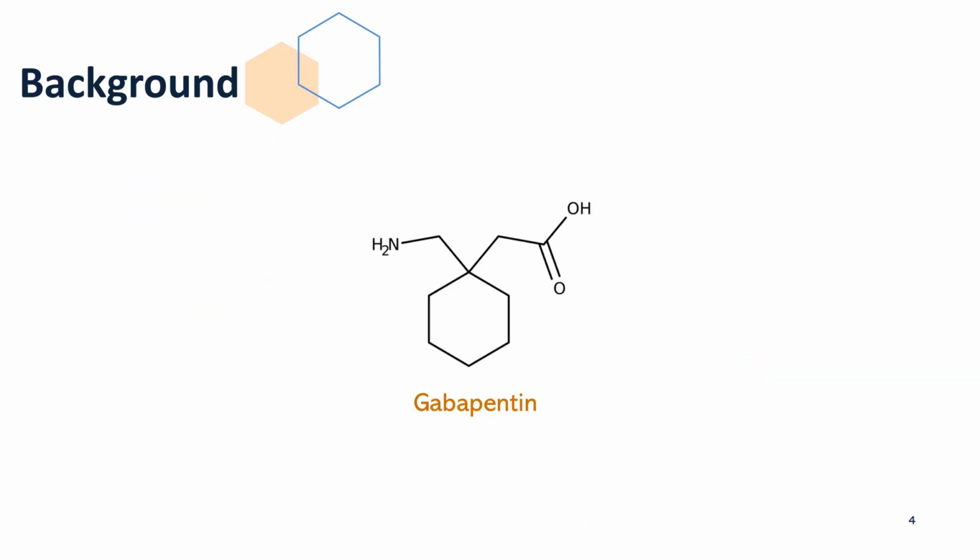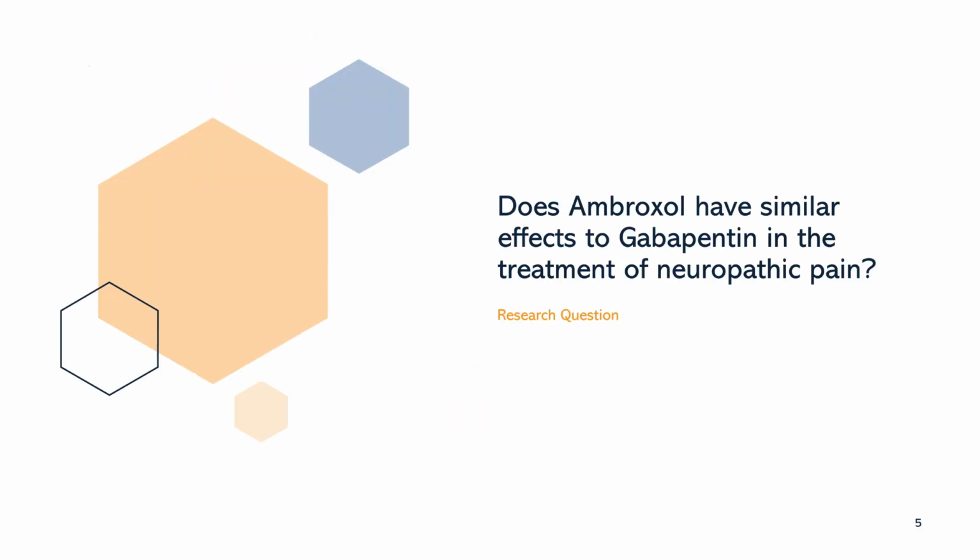Gabapentin is a GABA analog. It has anticonvulsant and analgesic activities, and it is widely used for the treatment of neuropathic pain. Therefore, in this study, the effects of ambroxol were compared to those of gabapentin. This research aims to answer if ambroxol has similar effects to those of gabapentin in the treatment of neuropathic pain.